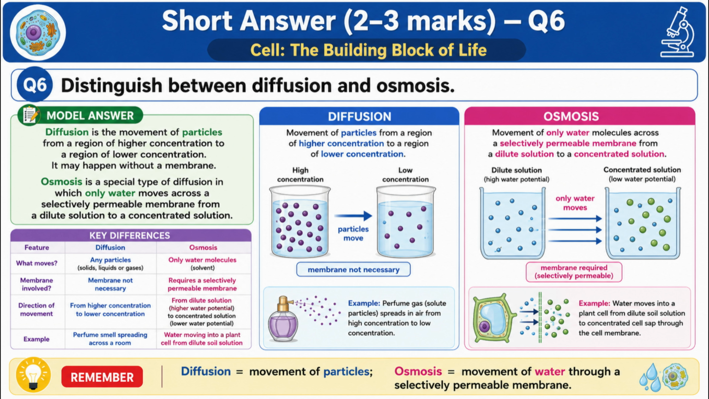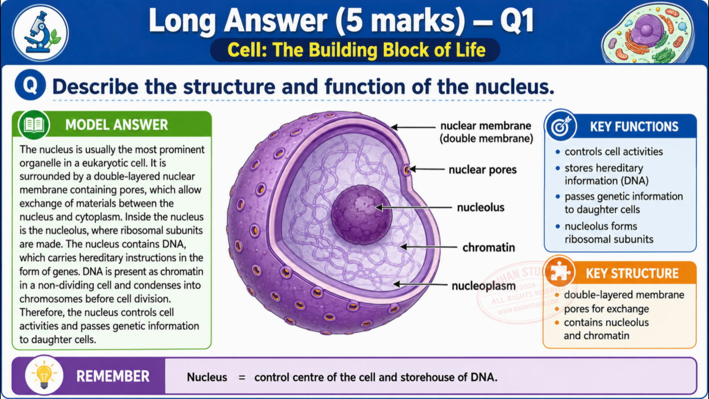Long answer with model answers. 1. Describe the structure and function of the nucleus. Model answer. The nucleus is usually the most prominent organelle in a eukaryotic cell. It is surrounded by a double-layered nuclear membrane containing pores, which allow exchange of materials between the nucleus and the cytoplasm. Inside the nucleus is the nucleolus, where ribosomal subunits are made.